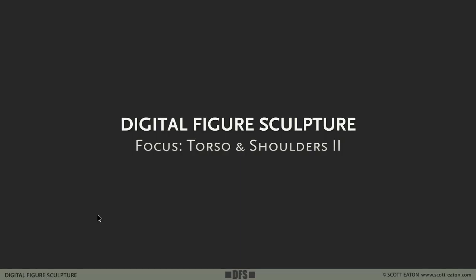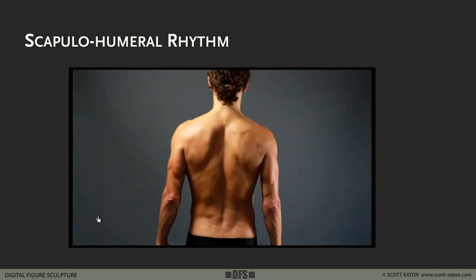Welcome to the second Torso and Shoulders lecture in the Digital Figure Sculpture course. This week we're going to talk about something that I consider very important for understanding the shoulder region, especially as we work our way out to the arms from the thorax. It's called the scapulohumeral rhythm.